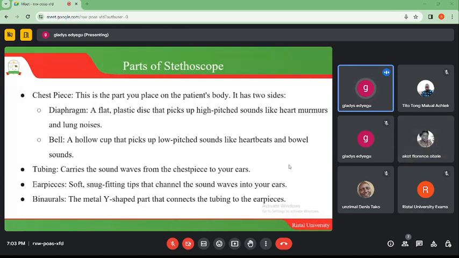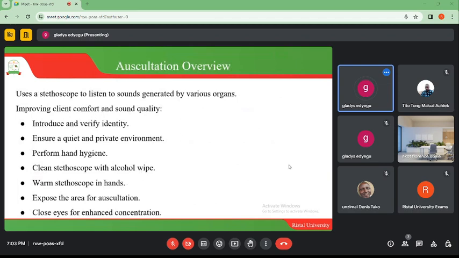Then the tubing, I told you in the previous slide that it carries the sound waves from the chest piece to your ears. Then the earpieces are the ones you put to both sides, just like that. Then the binaurals is that metal Y-shaped part which connects the tubing to the earpieces. So in auscultation, you have to use a stethoscope to listen to the sounds that are generated by various organs, improving the client comfort and sound quality. So that is what this does in auscultation.